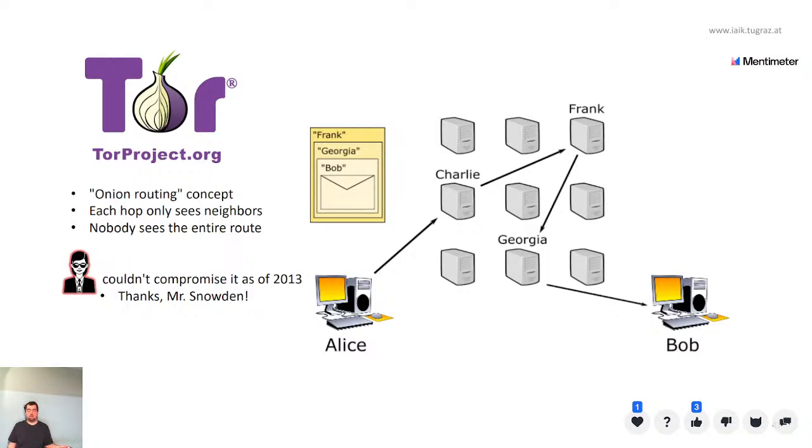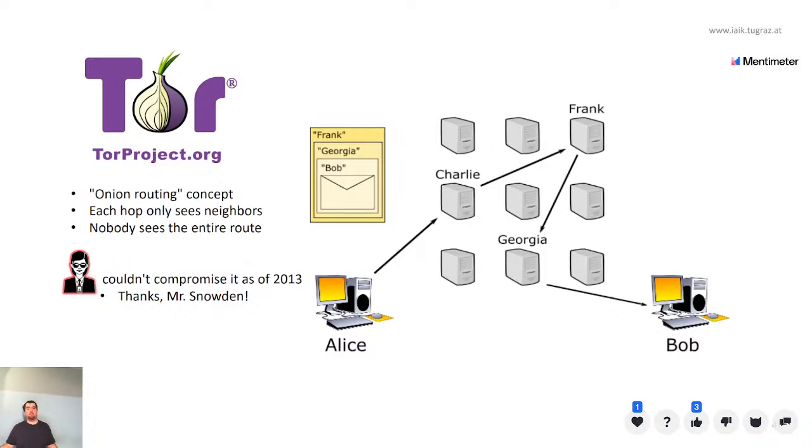Frank knows that there's a connection coming from Charlie and a connection going to Georgia, but doesn't know who it's from or where it's to. So Frank is just sitting in the middle so that Charlie and Georgia don't know each other. And then Georgia knows there's a connection coming from somewhere and it's going to Bob. But nobody in this picture actually knows the entire route except Alice. Not even Bob. Bob only sees Georgia, the exit node.